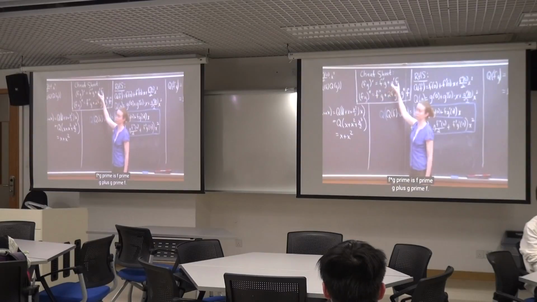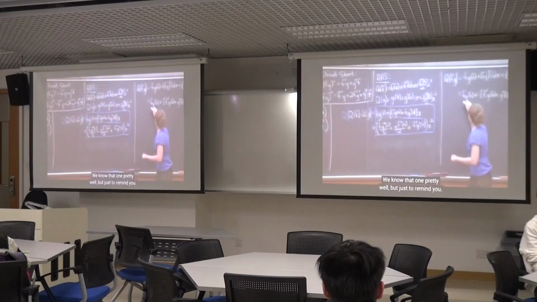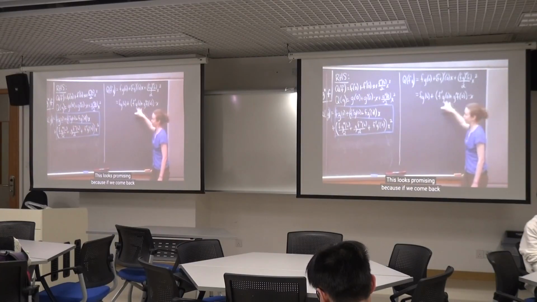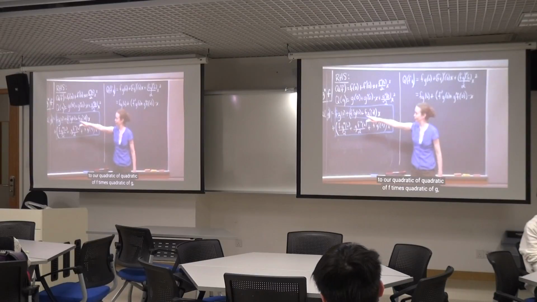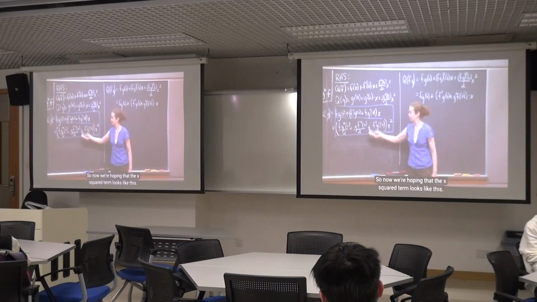Fg prime is F prime G plus G prime F. We know that one pretty well, but just to remind you. So that's where this term comes from. This looks promising because if we come back to our quadratic of F times quadratic of G, it looks exactly like the second term here. So now we're hoping that the x squared term looks like this.